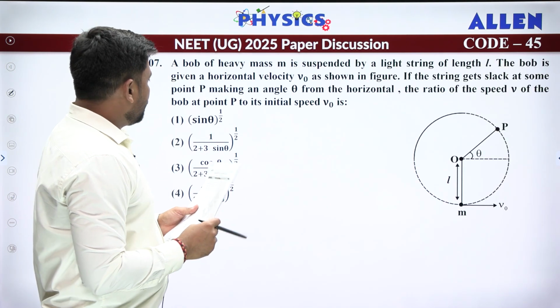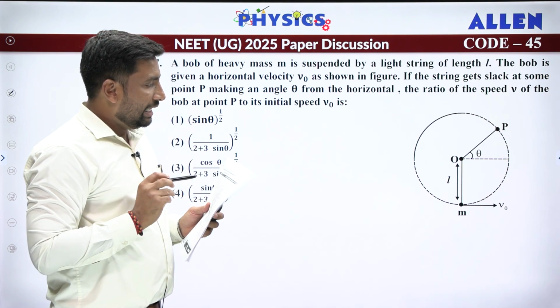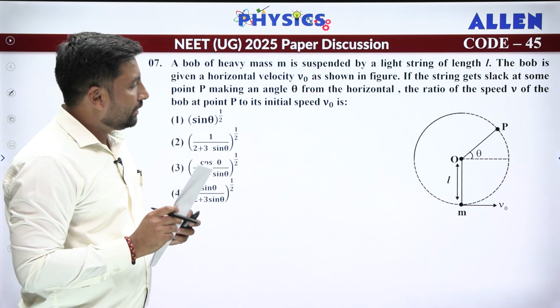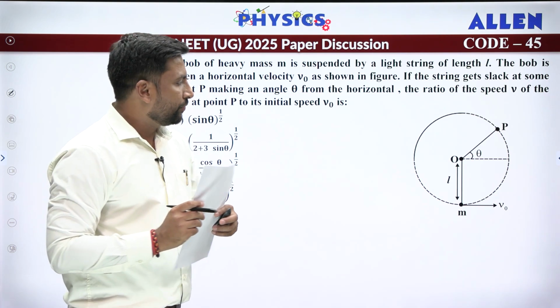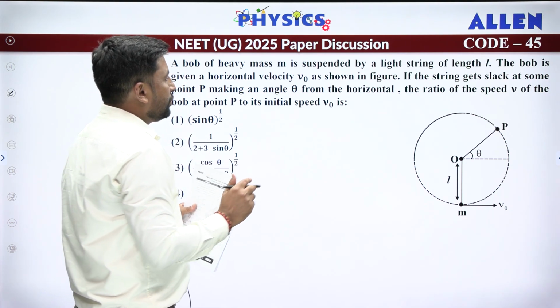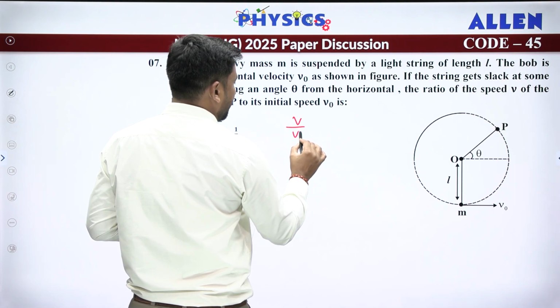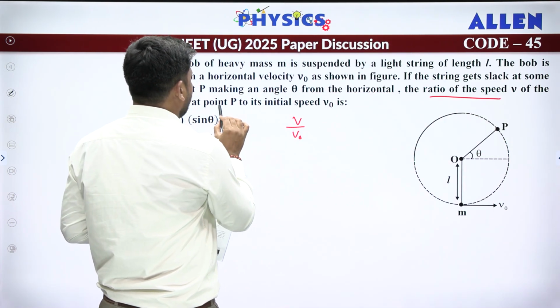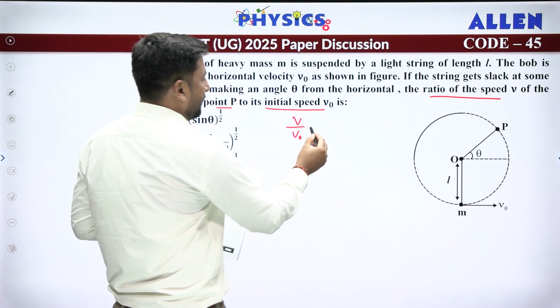Now let's move to this question. This question is a question of circular motion in which we have to apply the conservation of mechanical energy. At the same time, we have to apply the formula for centripetal force also. We have to find the ratio of V to V naught. In the question they are saying ratio of speed at point P to initial speed. So finally we have to find this one.